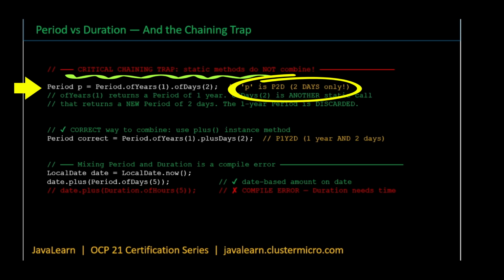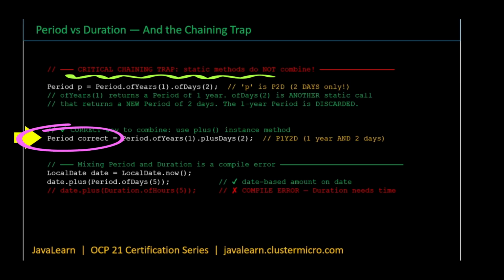So what is the correct way to combine? We have period correct equal to Period.ofYears(1).plusDays(2). So that is the correct way. Period.ofYears(1) creates P1Y, same as before. Dot plusDays(2) is where it is defined. plusDays is an instance method of Period. It is not static.